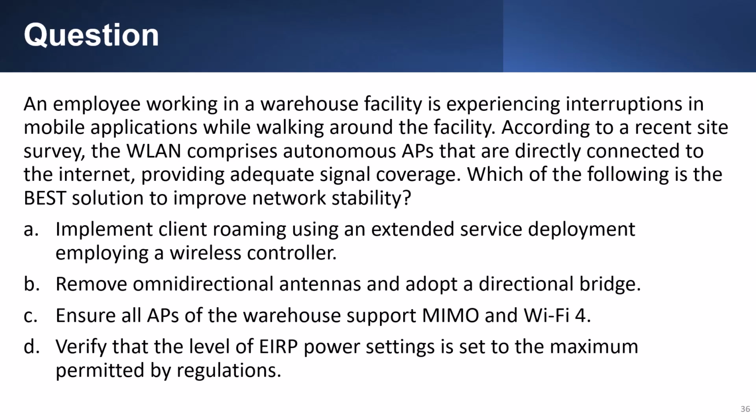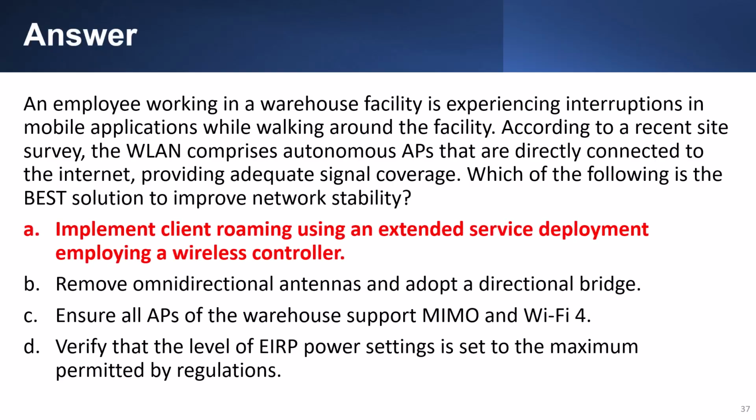An employee working in a warehouse facility is experiencing interruptions in mobile applications while walking around the facility. According to a recent site survey, the wireless LAN comprises autonomous APs that are directly connected to the internet, providing adequate signal coverage. Which of the following is the best solution to improve network stability? Answer: Implement client roaming using extended service deployment, employing a wireless controller.